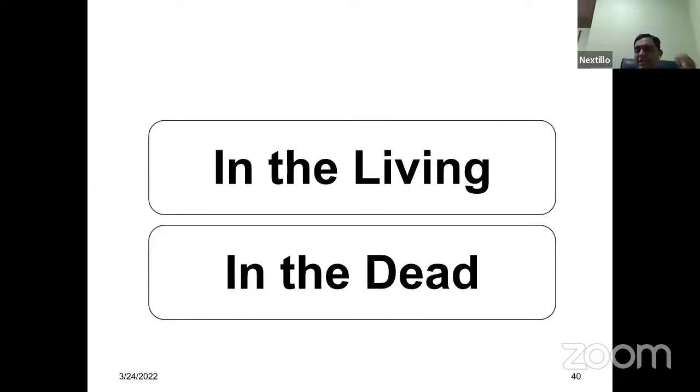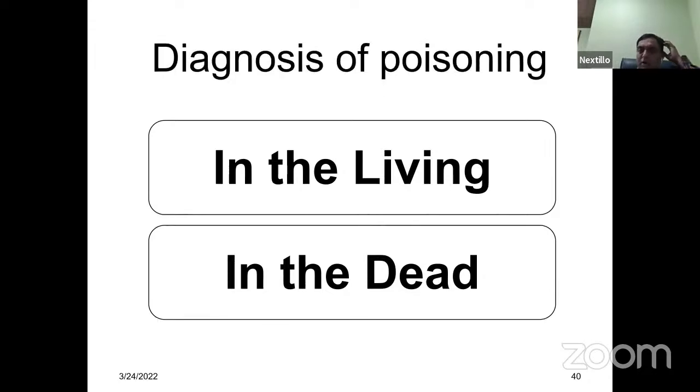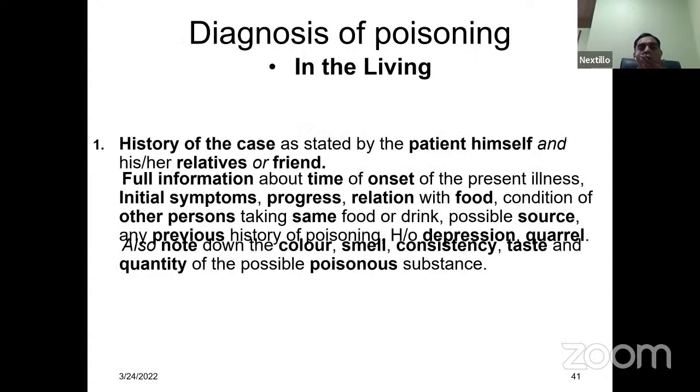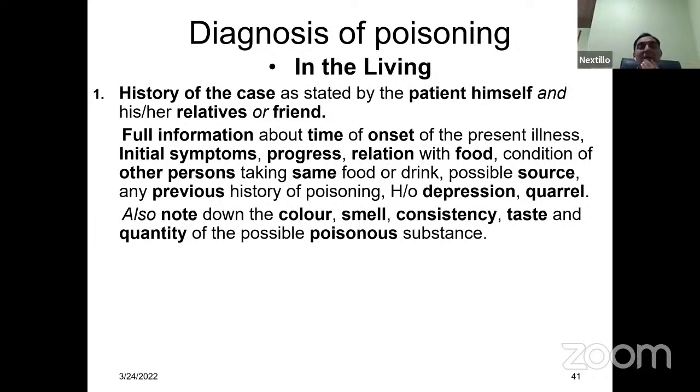So now we will see the criteria, the diagnosis of poisoning in the living as well as in the dead person. So what is the importance of diagnosis for poisoning in the living? The history of the case as stated by the patient himself and his relatives or friends. Full information about the time of onset, the course of illness and initial symptoms. Progress, relation with the food, condition of the other persons taking some food or drink.